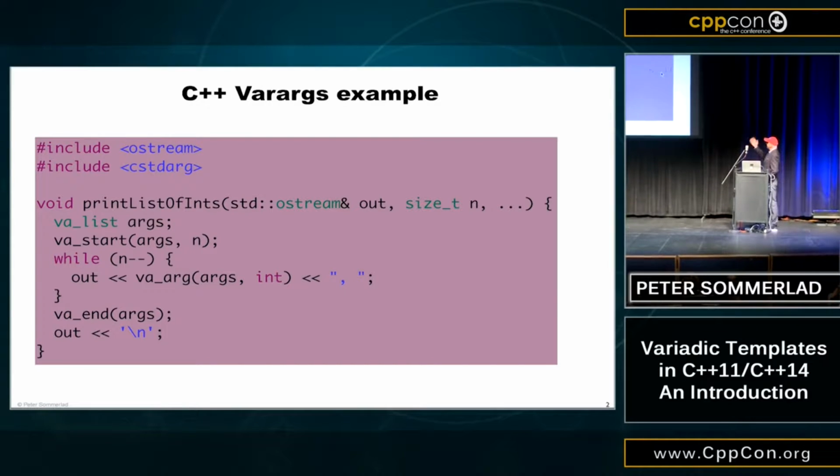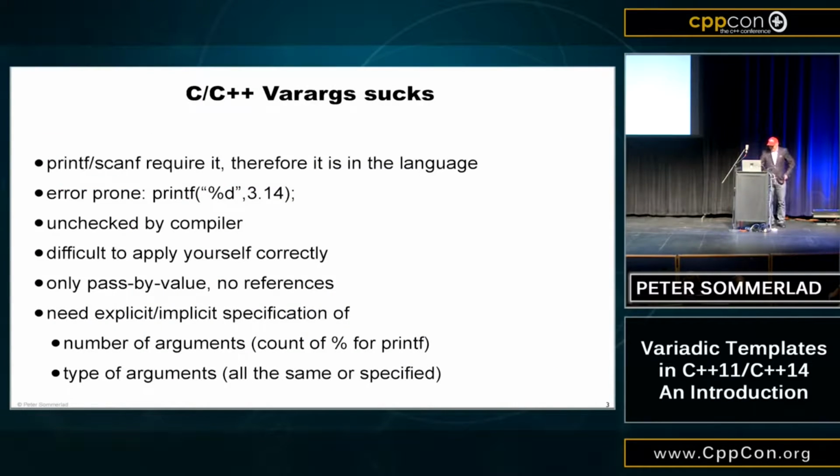And this is a brain-dead simple example of printing numbers, but you have to either make sure that all your numbers have the same type, down here, int, or do it in the printf way where you implicitly specify the type and the number of arguments through another argument, the format string, which is very error-prone and hard to do right. Now let's see. Varargs sucks. And at least some of you can confirm that.